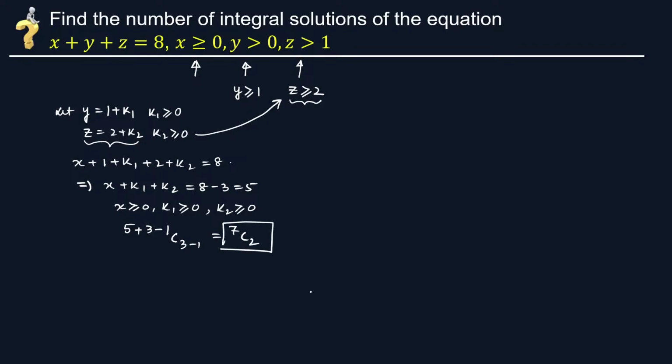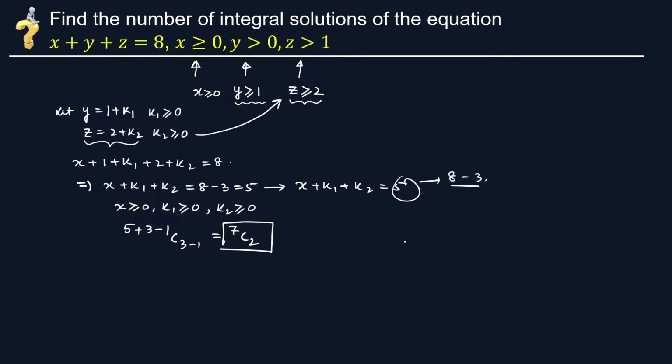Is it clear? Now you can ask me, sir, every time whenever they give us a question like this, will I have to substitute and go for this? No. We can use the shortcut method simply by observing this. In the question we have been given x is greater than or equal to 0, y is greater than or equal to 1 and z is greater than or equal to 2. Now, in the final transformed equation, what did we get? We got 5. How did we get 5? It's basically 8 minus 3. Right? So how did we get it?